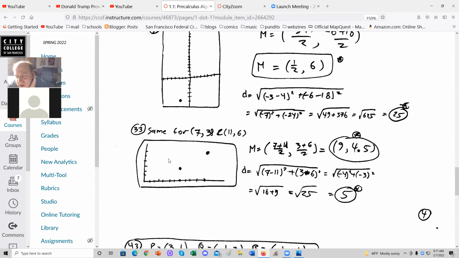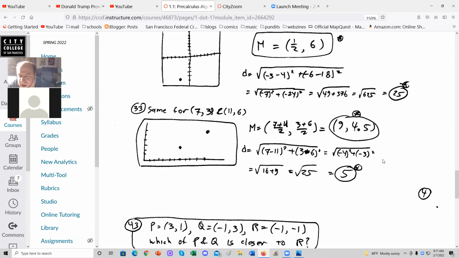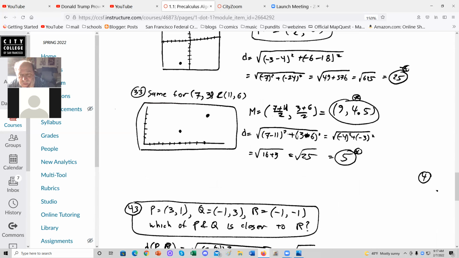Now here I have a similar thing for 7 by 3 and 11 by 6. Okay, 7 by 3, over 7 up 3 here. 11 by 6, over 11 up 6 here. Midpoint, we take the average. 7 plus 11 over 2 makes a 9. 3 plus 6 over 2 is 4.5. So the midpoint is at 9 by 4.5, roughly around here. The distance, okay, square root of sum of squares of differences. 7 minus 11, square that, plus 3 minus 6, square that. That's -4 squared plus -3 squared, root of 16 plus 9, root 25, is a 5. This is a 3, 4, 5 triangle.